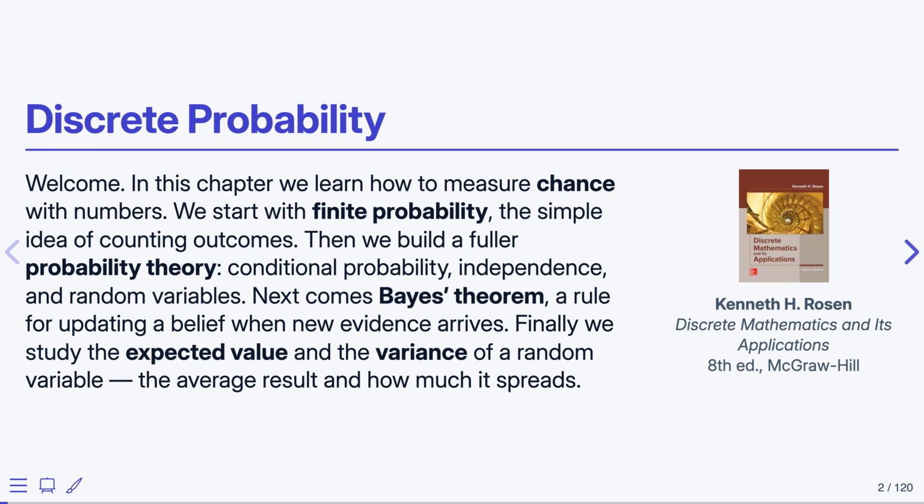Hello and welcome. In this chapter we study probability. Probability measures chance with a number between 0 and 1. 0 means impossible. 1 means certain. We begin with simple counting. Then we learn deeper ideas like conditional probability and independence. After that, we learn Bayes' theorem, which helps us update what we believe when new evidence arrives.